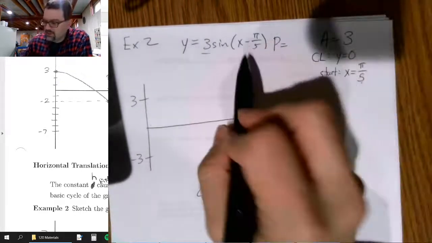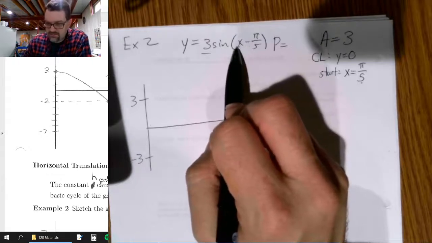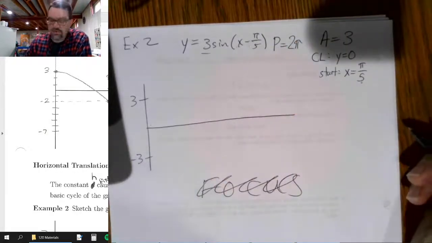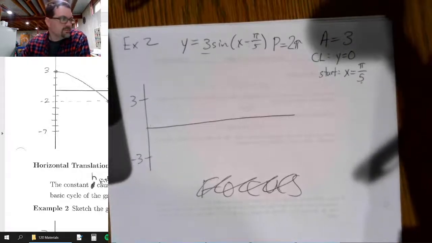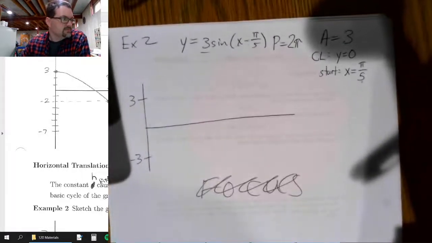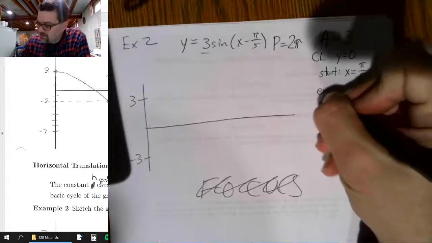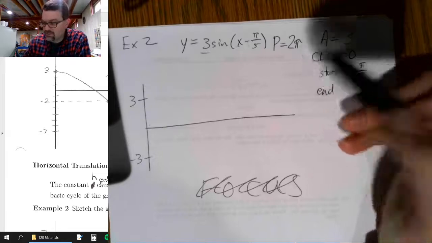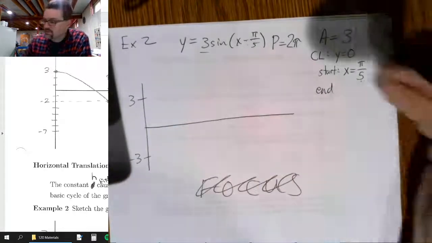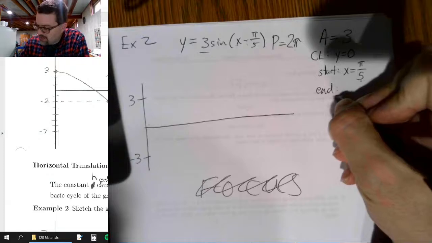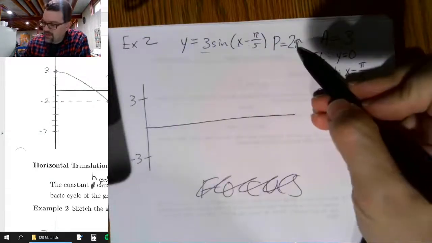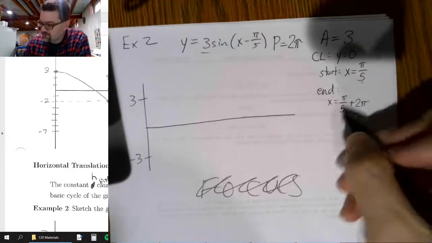Period, I didn't mention. There's nothing multiplying the x. That's the number that changes our period, but there's nothing multiplying it. So our period is still the usual 2 pi. But then to see what difference that makes, we're not starting at 0 anymore, but that also means we're not ending at 2 pi anymore because the whole graph got shifted over. So the end is going to be at, well, pi over 5 is where we start. The end comes from adding 2 pi to the start.